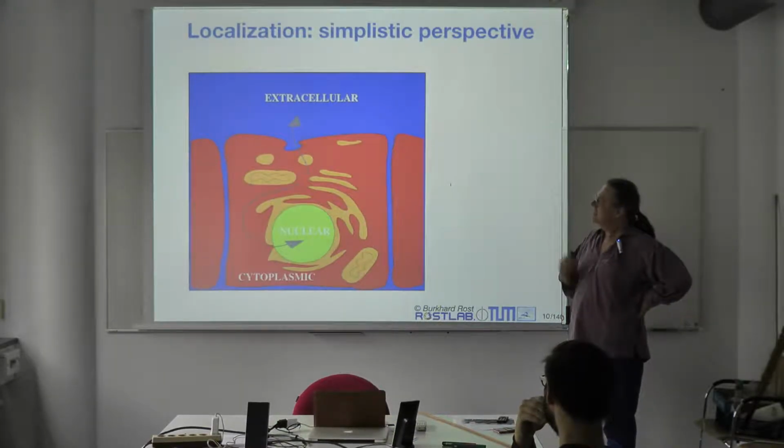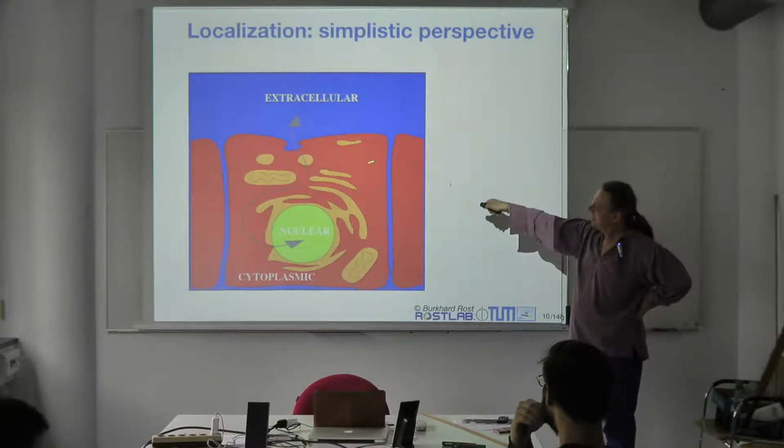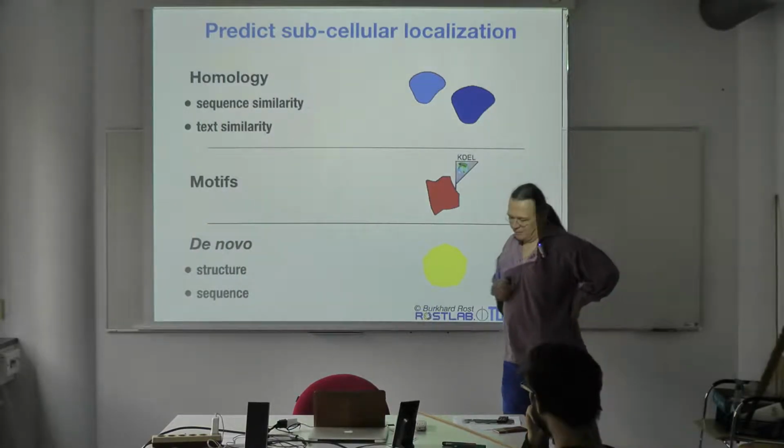Okay, now the simplest task, as I said, is to predict outside, inside the cell, and nuclear, in these three states. So how can we predict sub-cellular localization?